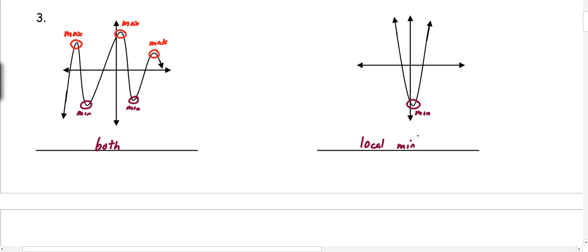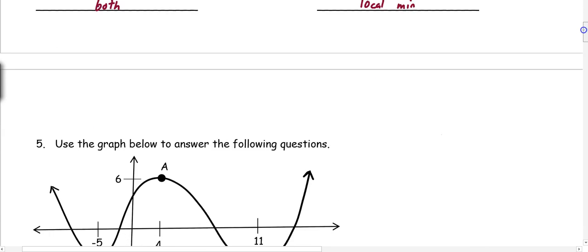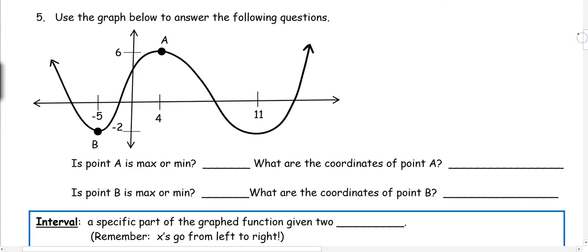So let's use this idea to look at a graph and identify the local min and max. So number 5, we're going to use the graph to answer the following questions. Is point A local max or min? So if I look at point A up here, point A is a higher point compared to other parts on the graph. So this is a local max. What are the coordinates of it? So we're going to look at our x, y coordinate to see what lines up. So the x coordinate's 4, the y coordinate's 6. Remember, coordinates are always written x comma y. So our point would be (4, 6).